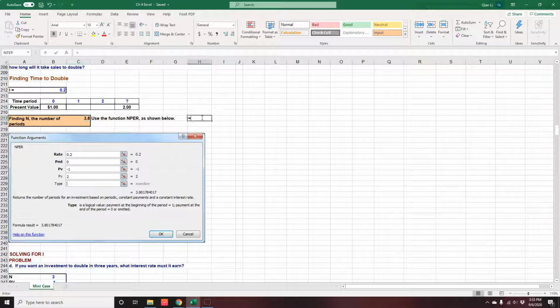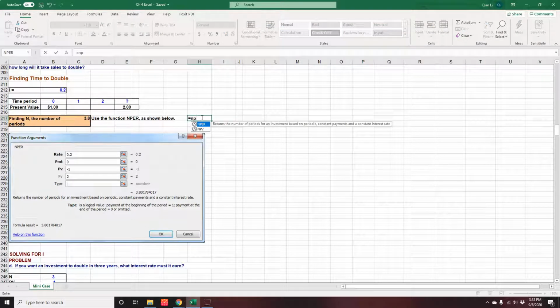So to demonstrate, I'll just type in NPER, and now I know the first number I want to input is the interest rate. Second number is payment, which is 0 in this case because there are no other payments involved. Present value will be $1, and then the future value will be -2. Or you can use a -1 here and +2 here.